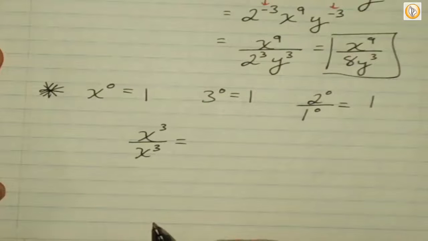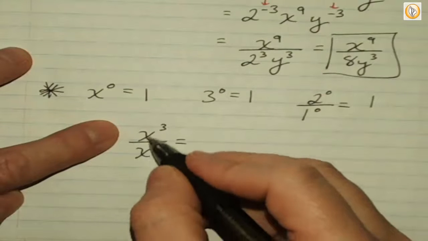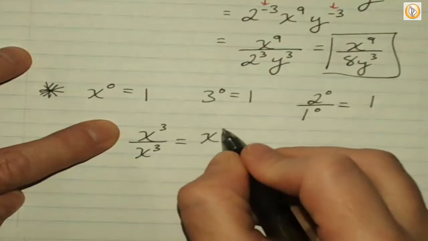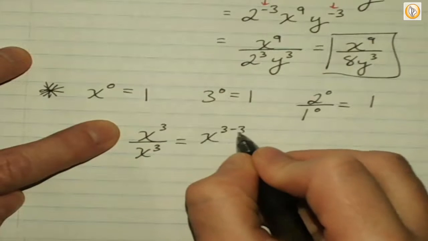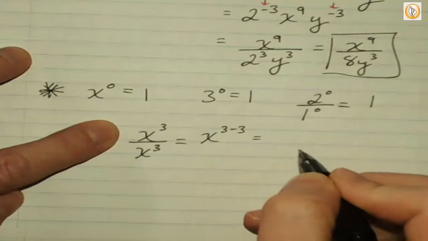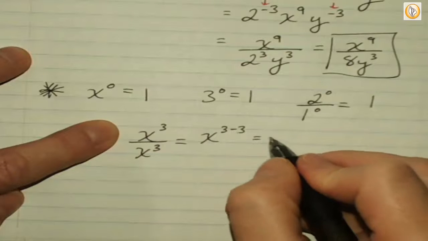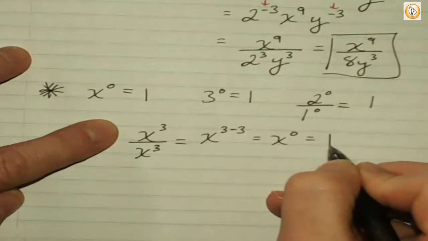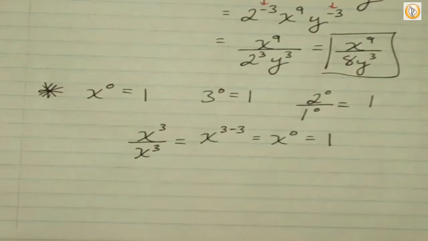Okay, so the bases are the same, and we're dividing, so we subtract exponents. That would be 3 minus 3, right? 3 minus 3 is 0. So x to the 0 is 1. Any questions?